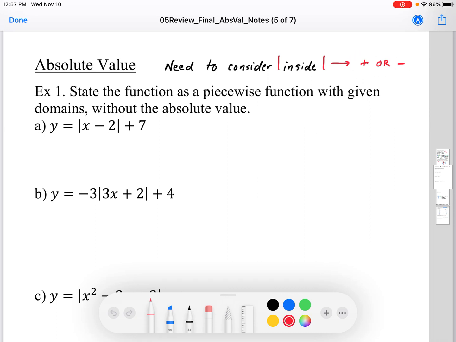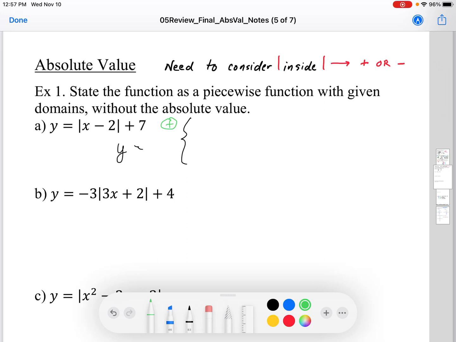So the first one here says state the function as a piecewise function. So it's stated as a piecewise function, we have to consider again the positive domain and the negative domain. So we're going to write it like this. So y is equal to, okay, we have the positive version of it and the negative version of it.